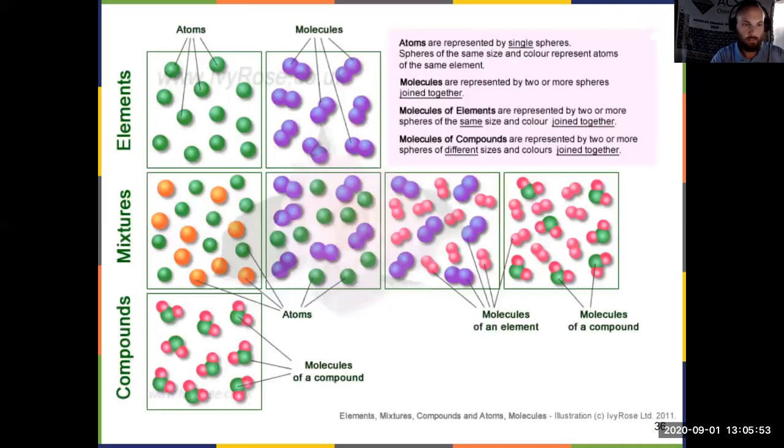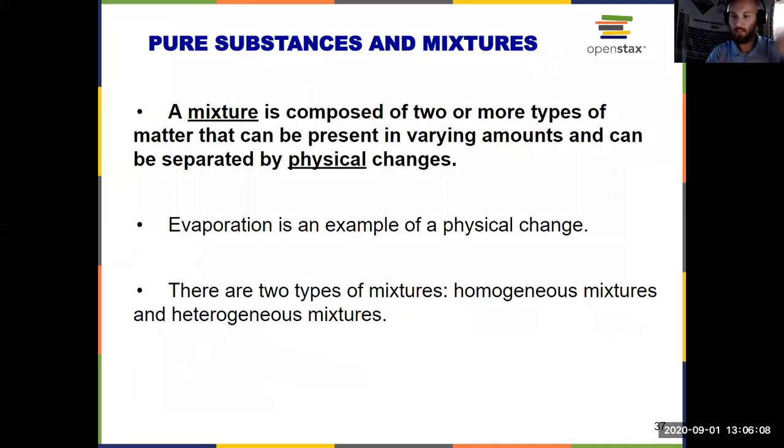And this slide in the middle here, number 36, this is a really nice way to help you review atoms and molecules, elements and compounds. But what about if it's not a pure substance, right? Pure substances, elements and compounds, those are pure substances. But if it's not pure, then it's known as a mixture, okay? And a mixture is composed of two or more types of matter that can be separated by a physical change. Notice the difference there. Now we're separating it by a physical change, not a chemical change. So doing something like evaporation, that's a physical change.